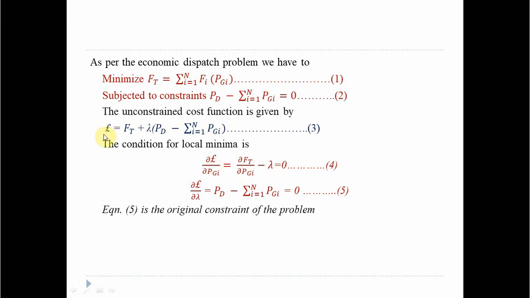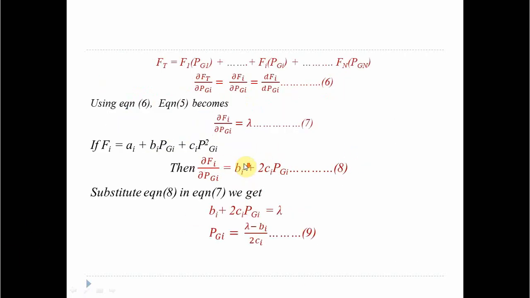The next condition is obtained when you differentiate it with respect to lambda. So this becomes 0, and this is the only expression you will have after you differentiate it with respect to lambda. Now this is the original constraint of the problem. So the condition for local minima is obtained using equation number 5. We use equation 5 to get the condition for local minima, or to minimize the function Ft.